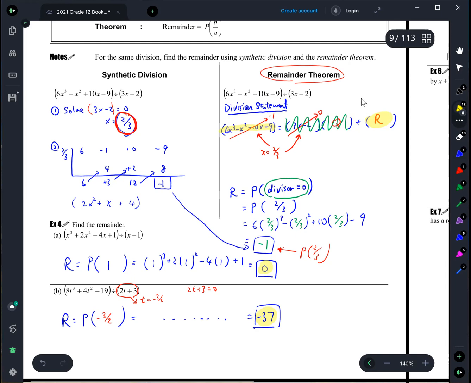Okay, we'll take a break first, okay? During the break, you can finish these two up. Let me know if you have questions, okay? How to get the 0 and negative 37. Negative 37 is correct, okay? So if you have trouble getting negative 37, we'll go over step by step.